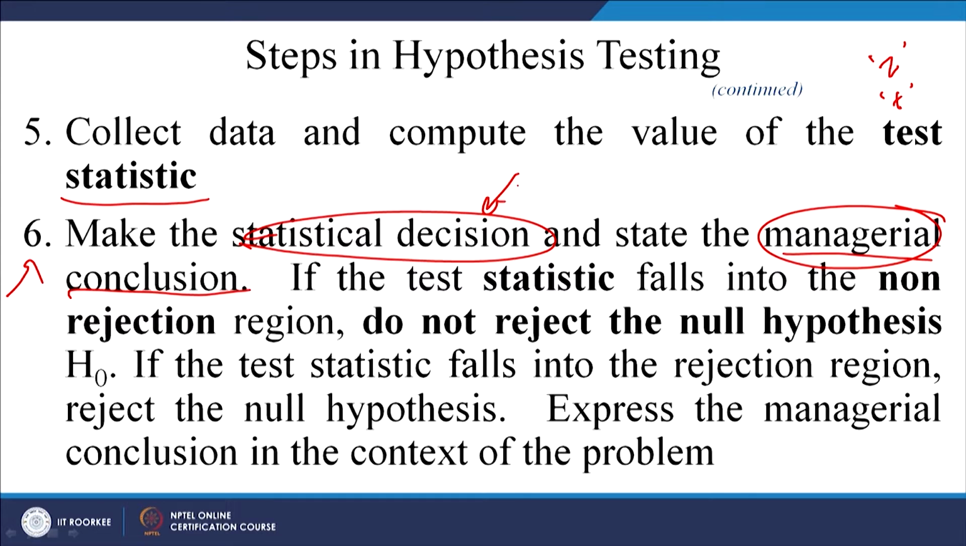So, if you reject a null hypothesis, then you are supposed to take some action, otherwise the current situation will prevail. So, if the sample statistic falls in the non rejection region, do not reject, if it falls in the rejection region, reject it, right.